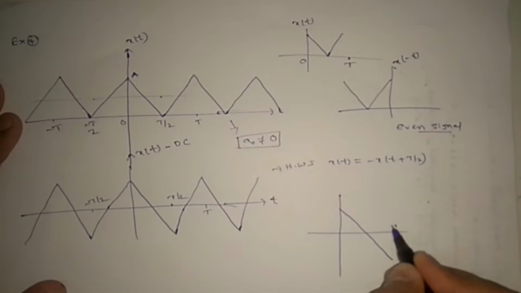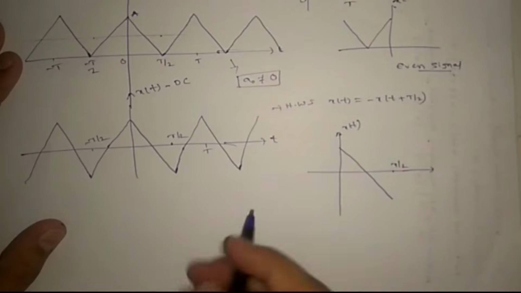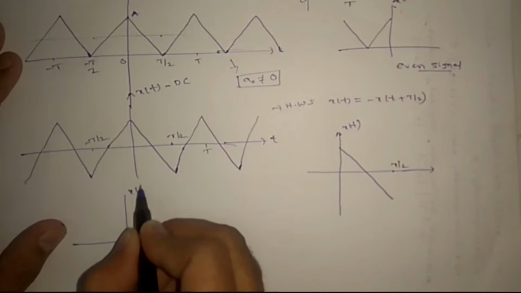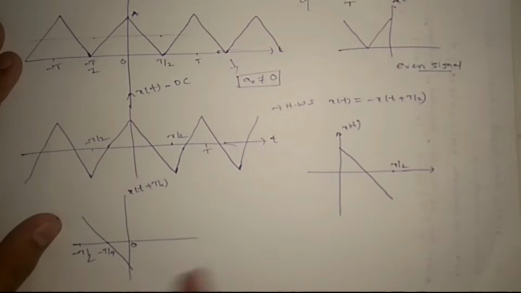So this is up to T by 2. So this is x of t, and I am shifting it by T by 2. So how will it be? x of t plus T by 2 will be like this, right? So minus T by 2 will come here, T by 4, minus T by 4 and 0, right? Next, if you perform amplitude reversal, how will it be? It will be like this.